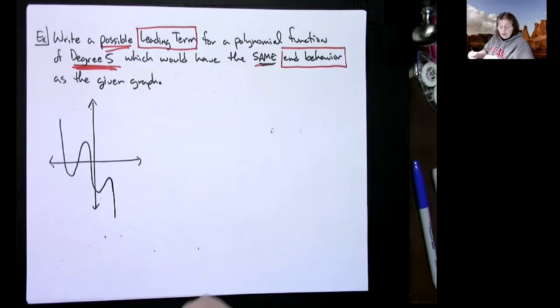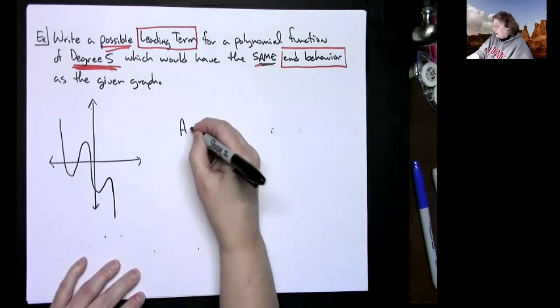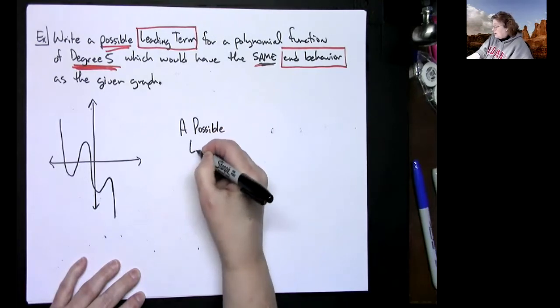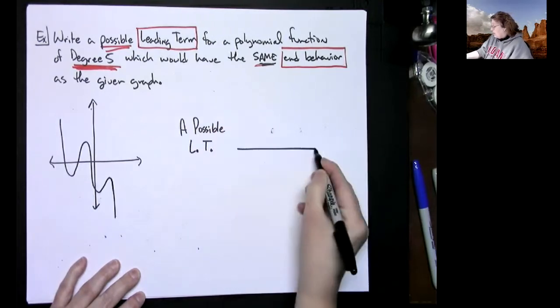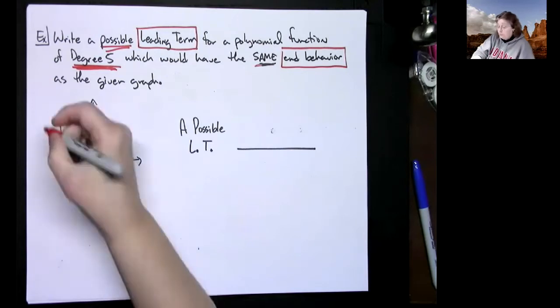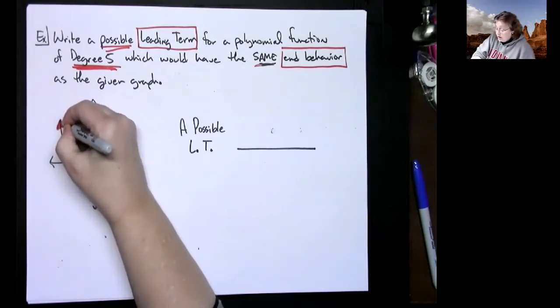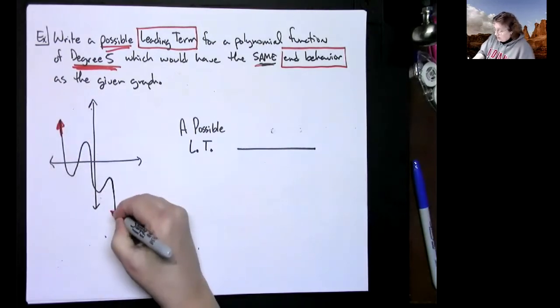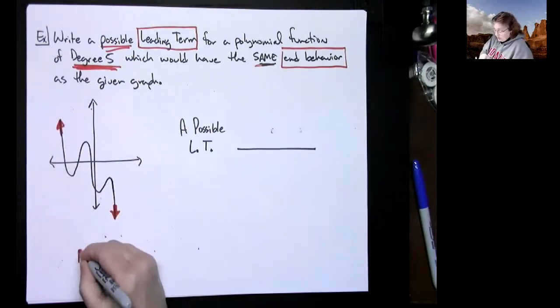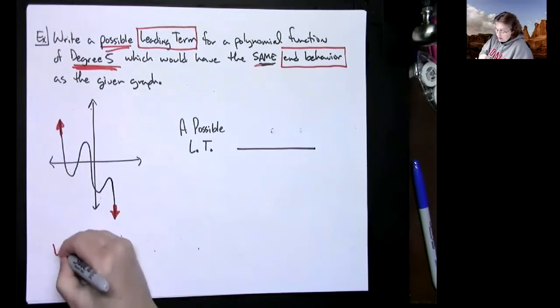All right, I need a possible leading term. Okay, that's what I'm coming up with, a possible leading term. All right, now I have to have the same end behavior. So I'm going to look at the end behavior. All right, it's up and then it's down. Okay, up, down is that end behavior.